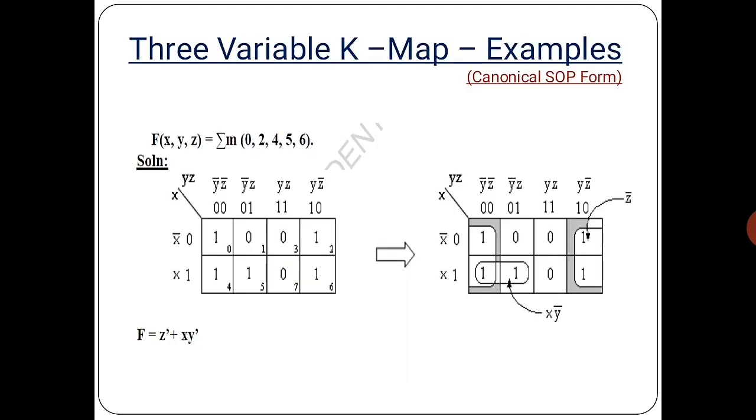So now we can see the three variable Karnaugh map. It is the best example for the canonical SOP form. So now we are going to fill the particular cells with the given min terms. The given min terms are 0, 2, 4, 5, 6. So the cells 0, 2, 4, 5, 6 will be filled with 1. So now we can look for the largest grouping.